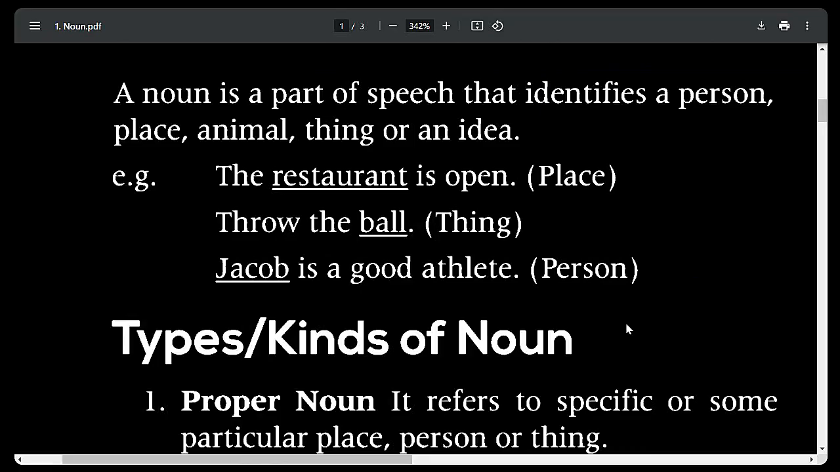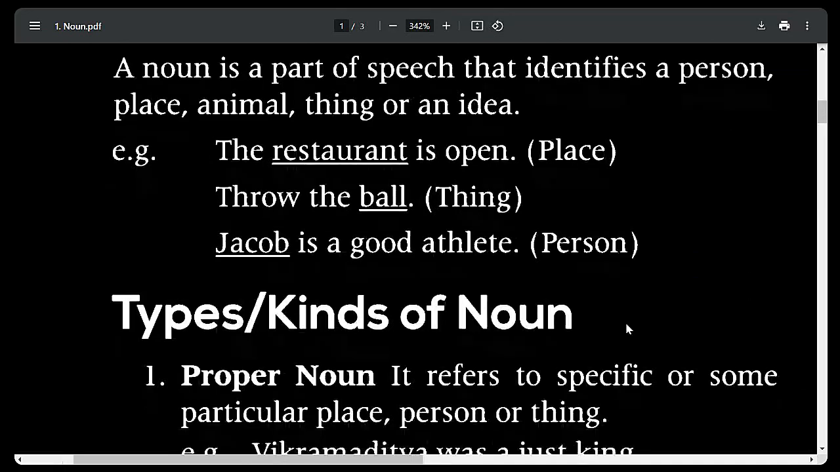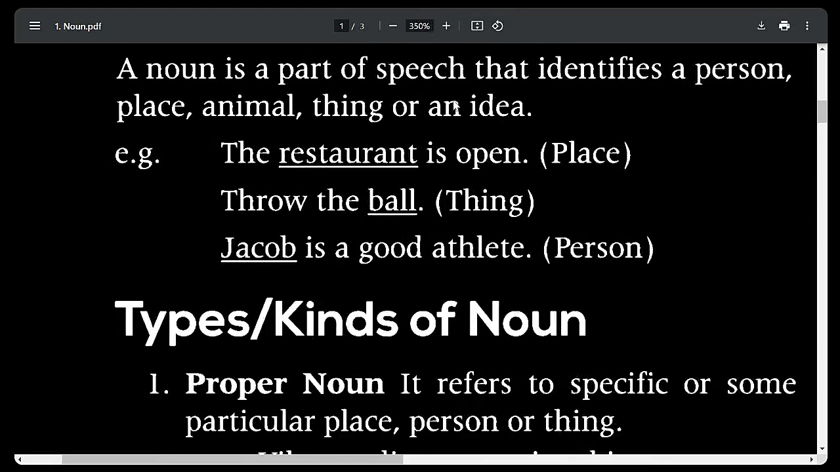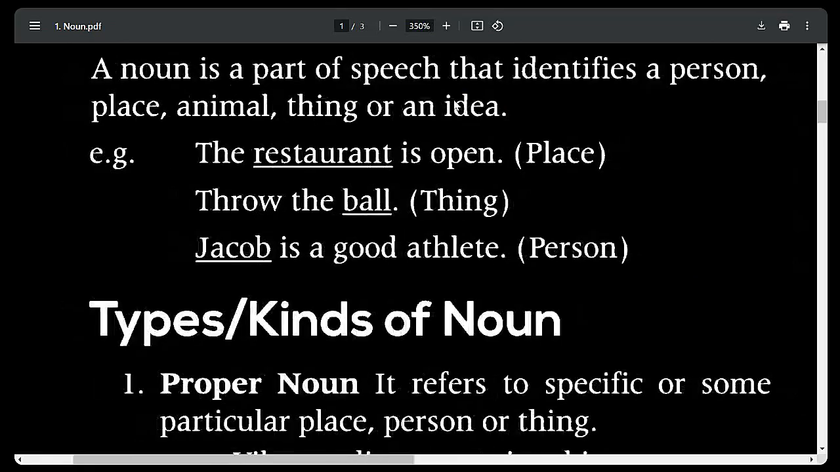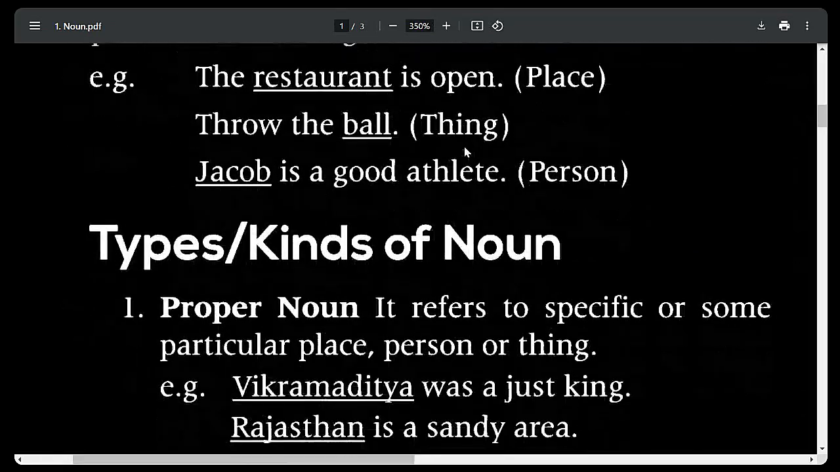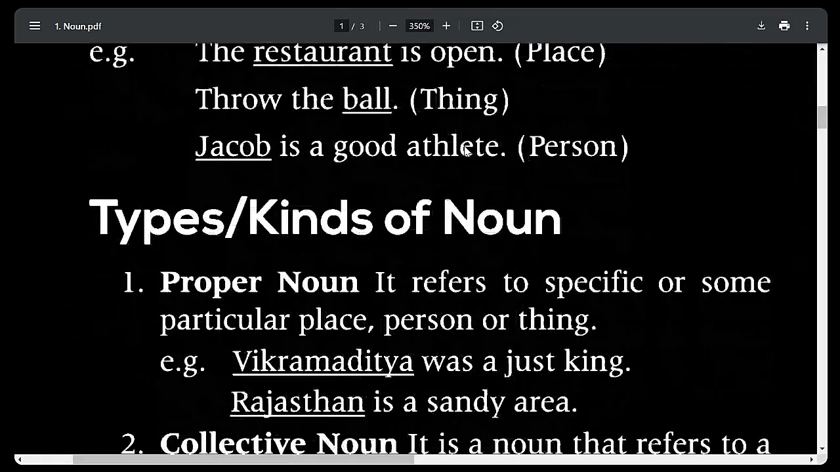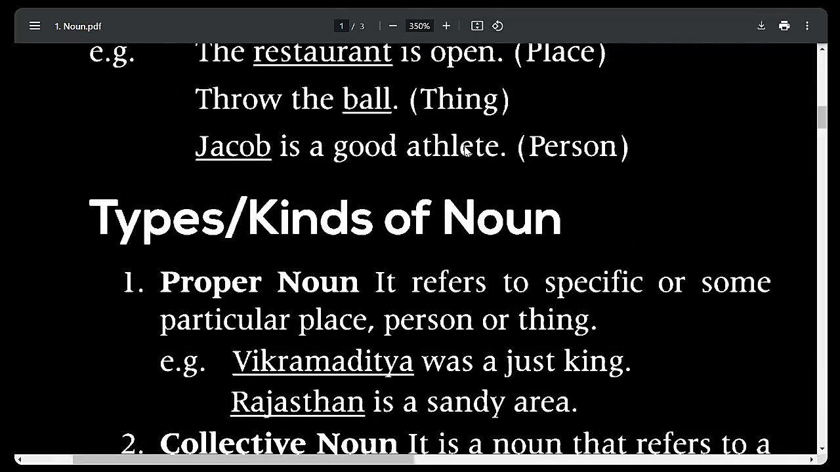Jacob is a good athlete. Jacob is the name of a person, so Jacob is also a noun. Now, types of noun. Proper noun. It refers to a specific or particular place, person or thing. That means it is not applicable to everyone. It is applicable to only a few things, places, or persons. Then it is called a proper noun.